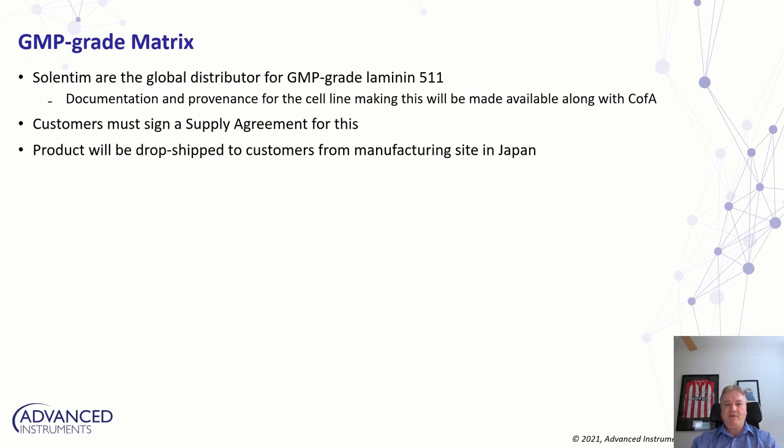So Solentim are the global distributor for GMP grade laminin 511, and we can provide you, our customers, under NDA, documentation on the source of that material, the cell line that makes it, and the provenance for that cell line, and also certificates of analysis and testing for that laminin. In order to procure this clinical grade material, customers must sign a supply agreement with us, and then the product will be drop shipped directly to you, the customer, from the manufacturing site in Japan.